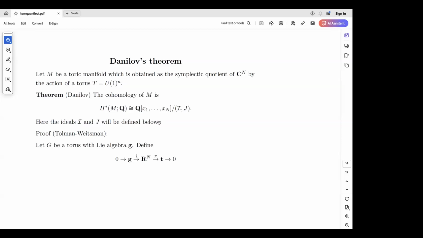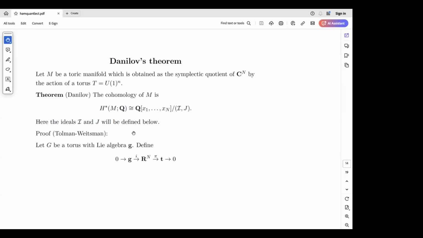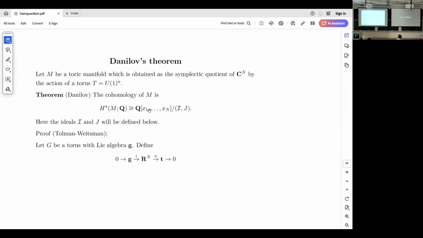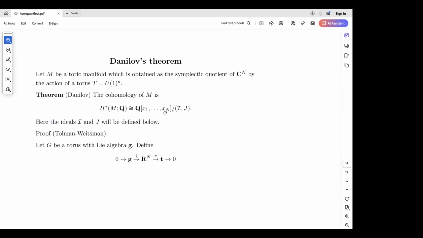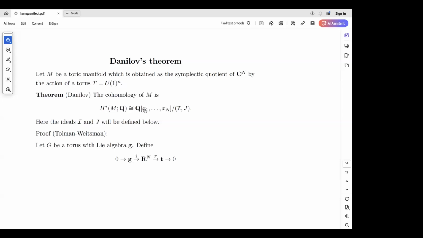This is material that is, I'm sure, familiar to most of you, but I will give an outline. Excuse me, Lisa? Yes. What are the degrees of the generators there? Oh, x1 up to xn have degree 2. Thank you. Thanks for the question. Basically these generators correspond to the facets in the moment polytope. One generator for each facet.